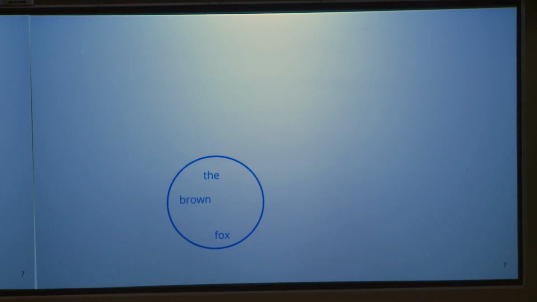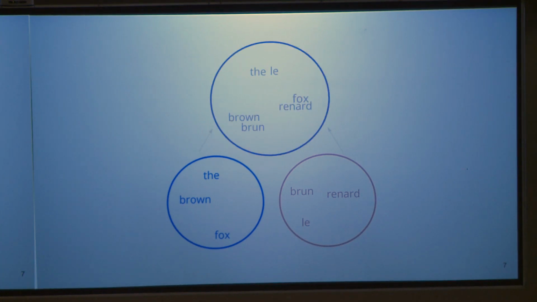We can think about this geometrically. So imagine that we have this blue English space and a separately trained French embedding space in red. The goal is to figure out how to get these to live in a shared space such that words that are translations of one another live next to each other in the space. For instance, we can see that brown and its translation brun in French are near each other in this joint embedding space.